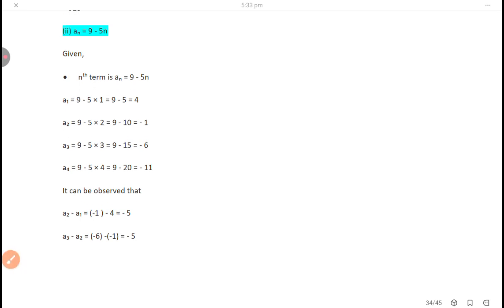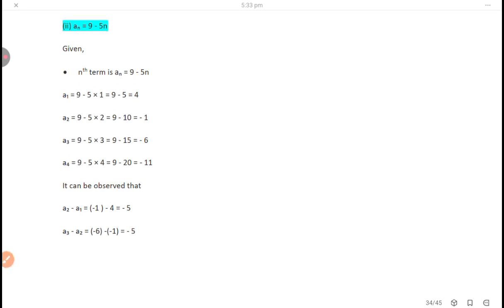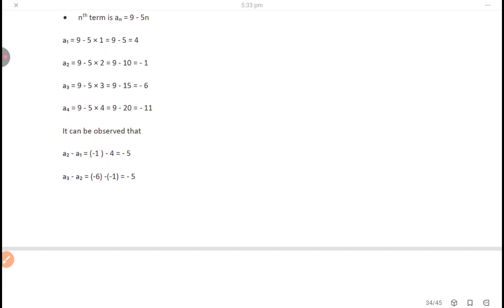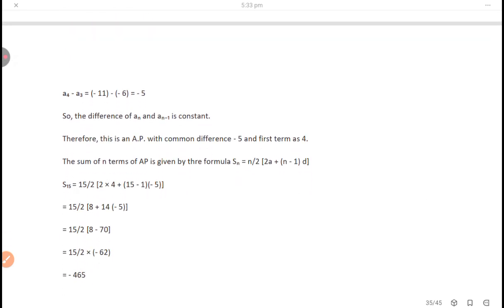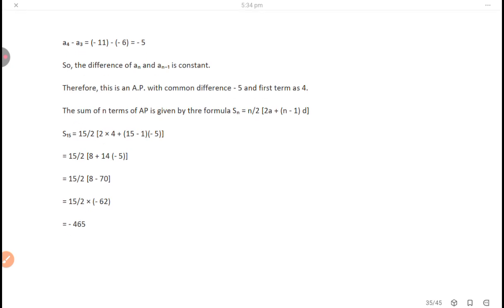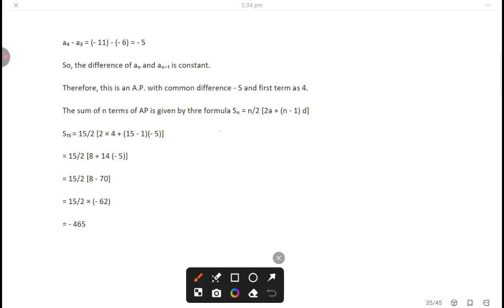Similarly, take n equal to 1, then you'll get a1, then a2, a3 and a4, and you find the difference. The difference is constant. Therefore, it is an AP with common difference minus 5 and first term 4. For the sum of n terms, the formula is Sn equal to n by 2 times (2a plus (n minus 1)d). So you'll get S15 equal to minus 465 as the answer.